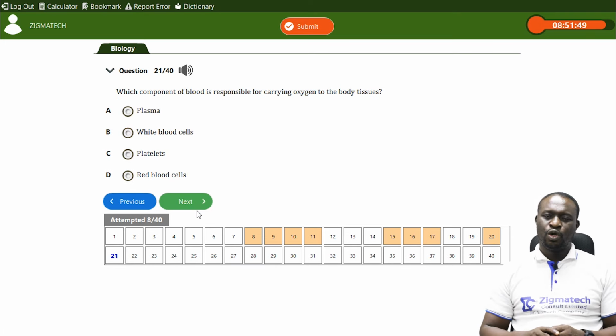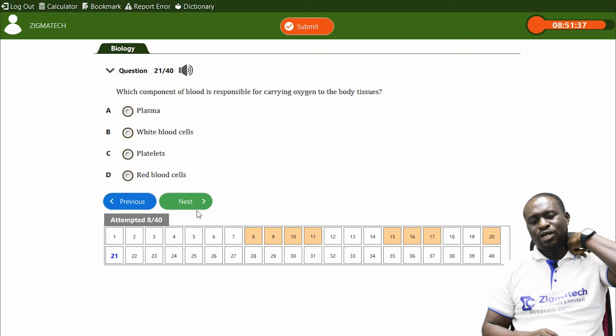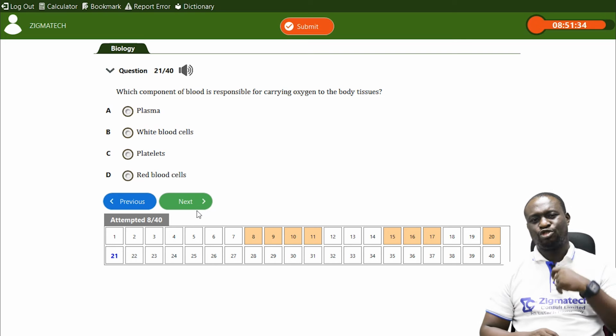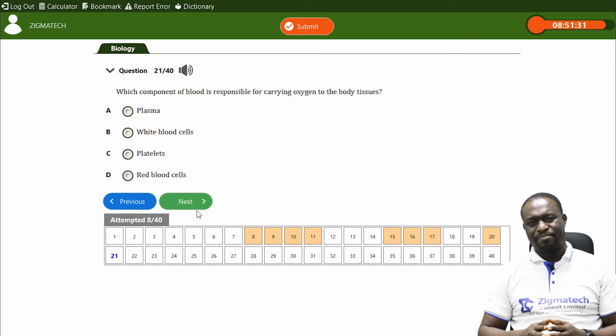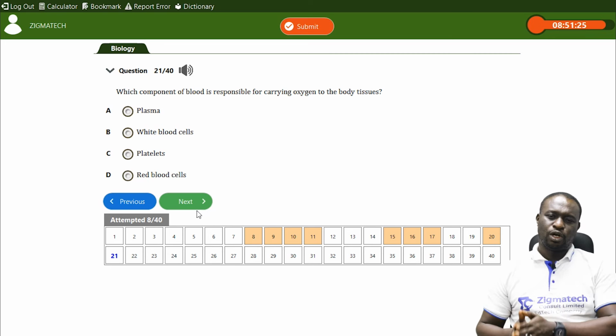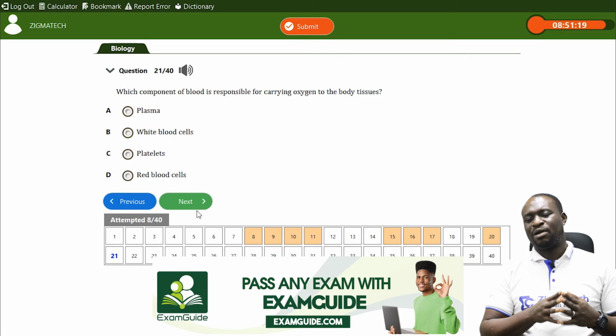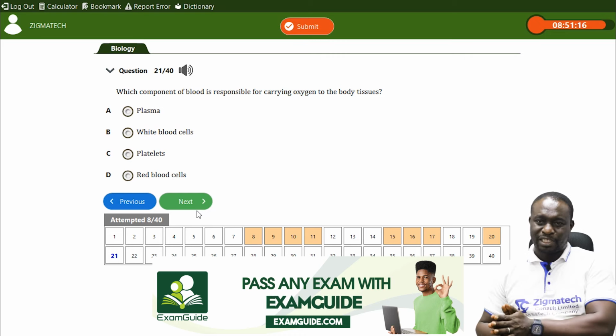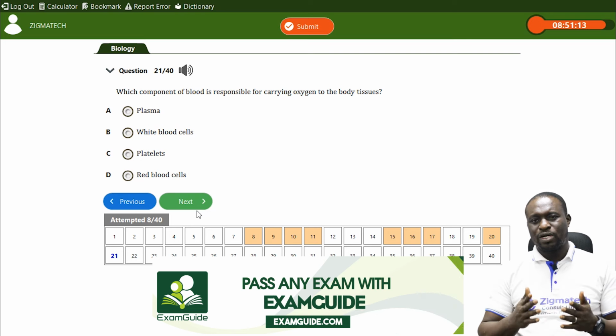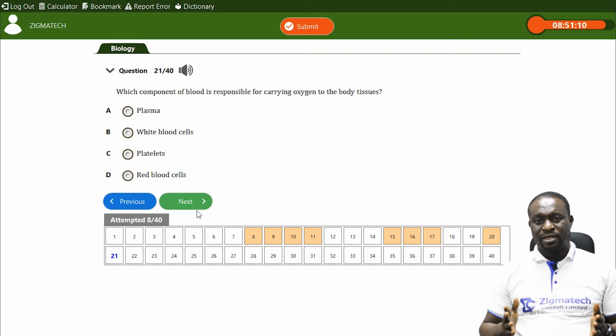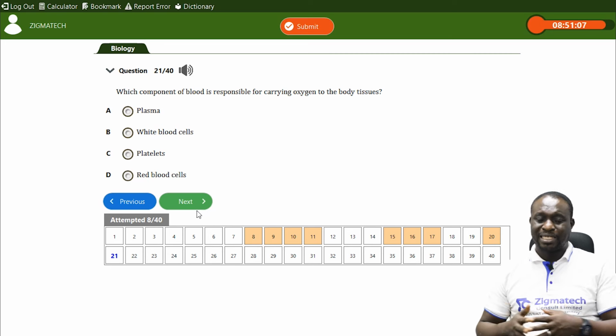Question 21. Which component of blood is responsible for carrying oxygen to the body tissues? Now, as I said before, the blood is divided into two main parts, or components. We have the blood cells and the blood plasma. The blood cells include the red blood cells, the white blood cells, and the platelets, and then we also have the plasma. If you look at the options, they mention all of these.